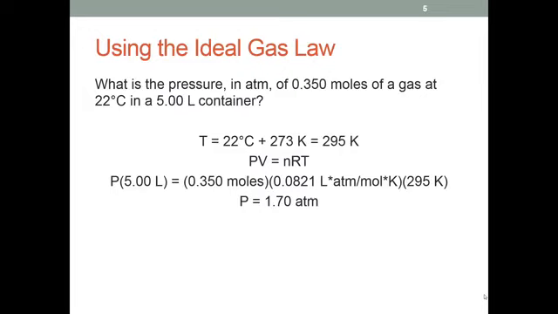Plugging in what we know into the ideal gas law, in this case we do not have a pressure, that is what we're looking for. We plug in the volume of 5 liters, the number of moles, 0.350 moles, the gas constant 0.0821, and the temperature T, 295 Kelvin. Solving then for P, we end up with a pressure of 1.70 atmospheres.